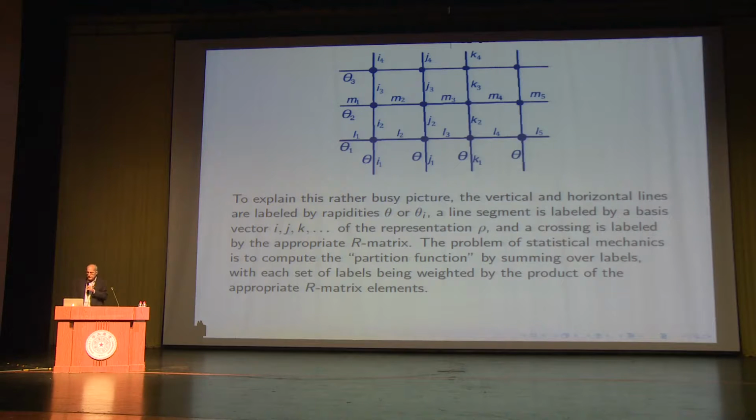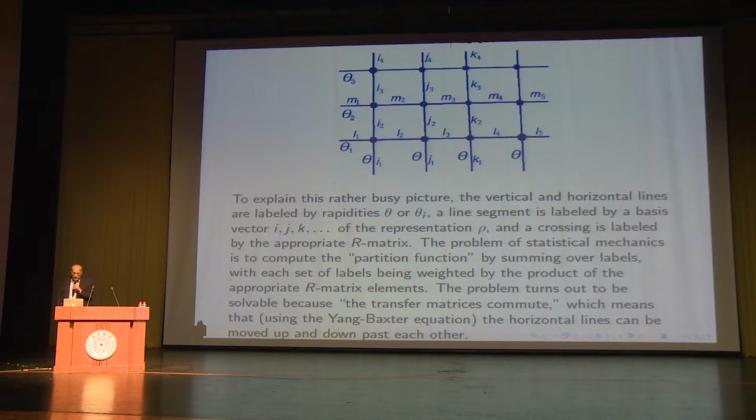Then you define a model of statistical mechanics where the partition function is computed by summing over all labels, with each set of labels being weighted by the product of the R matrix elements. So this is a model of statistical mechanics with 4 spin interactions, because the basic interaction vertex R relates 4 spins on neighboring lines. So in many cases, you can specialize it to a 2-spin interaction. For example, the Ising model is the most famous integrable lattice model, and a special case of this picture reduces to 2 decoupled Ising models. So basically all the integrable spin systems you know about arise from this construction. That's a synthesis of a lot of wisdom of a lot of people.